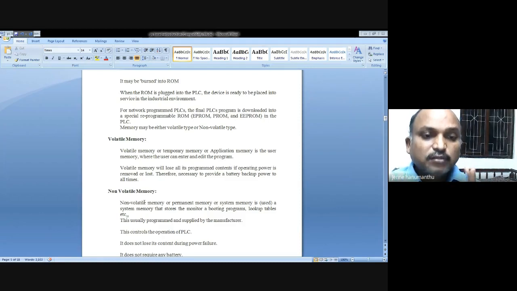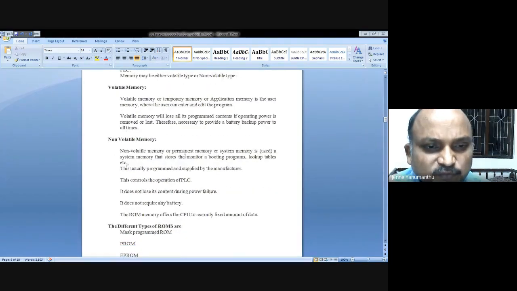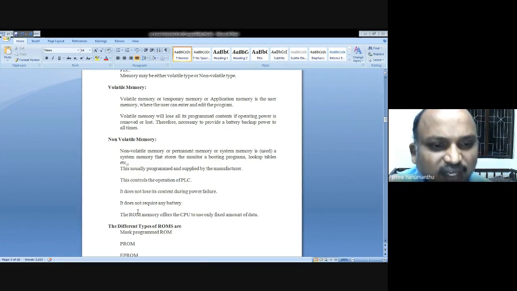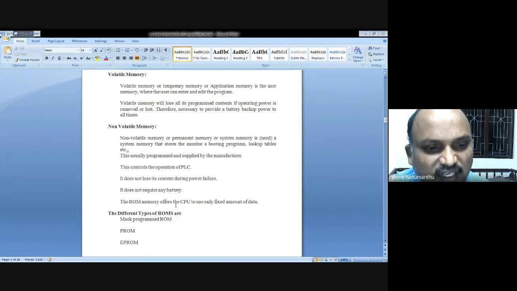So in order to protect the memory, we have to go for a non-volatile memory device other than this volatile memory. Okay? And non-volatile means what? Permanent storage. This controls the operation of the PLC. It does not lose its content during the power failure. It does not require any battery. Generally, the ROM memory offers the CPU to use only a fixed amount of data.